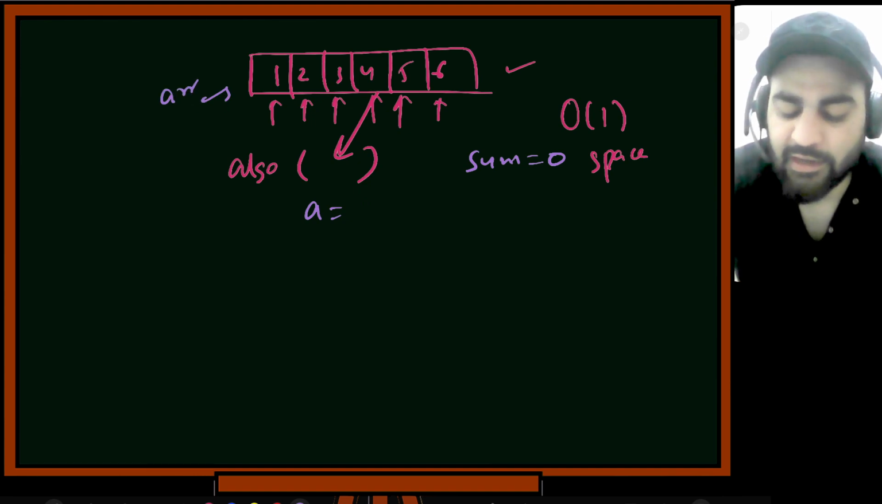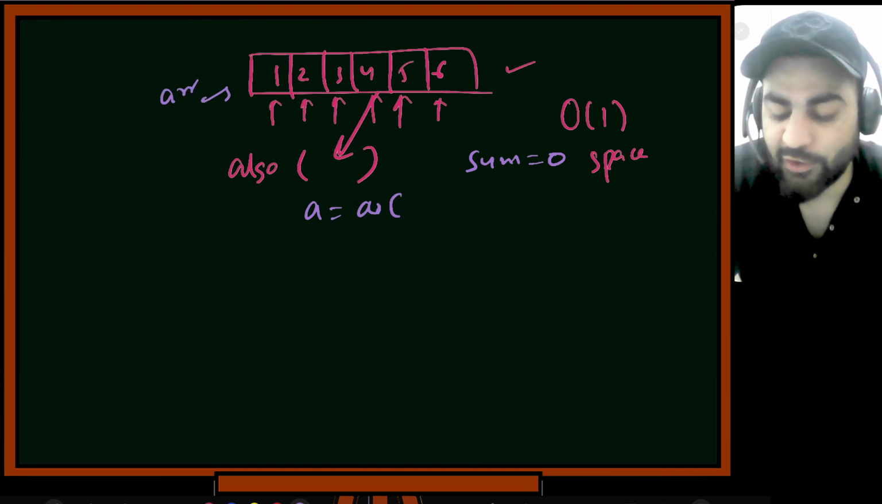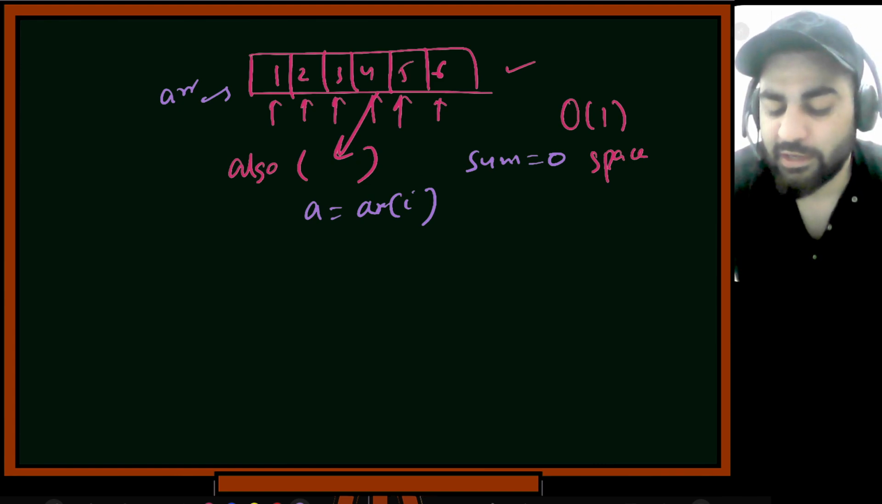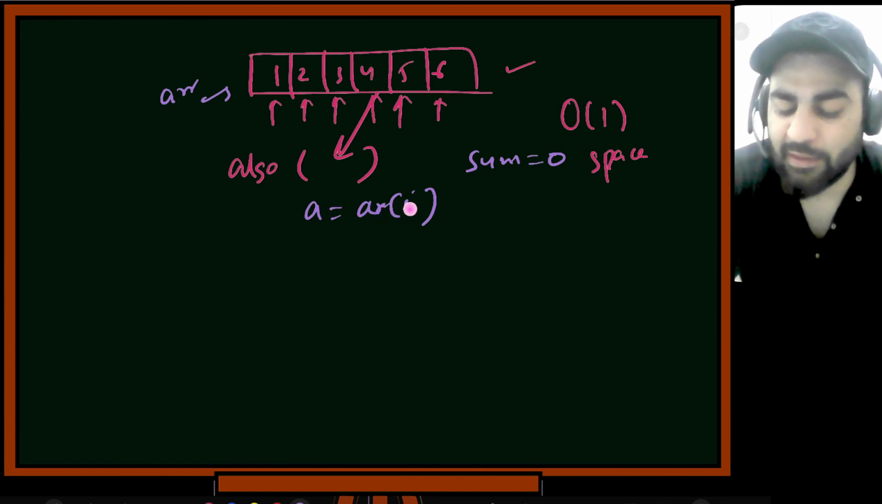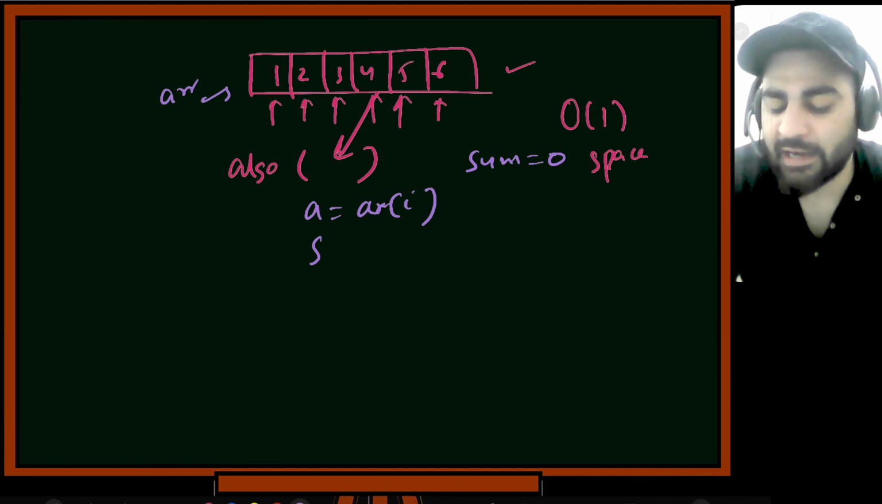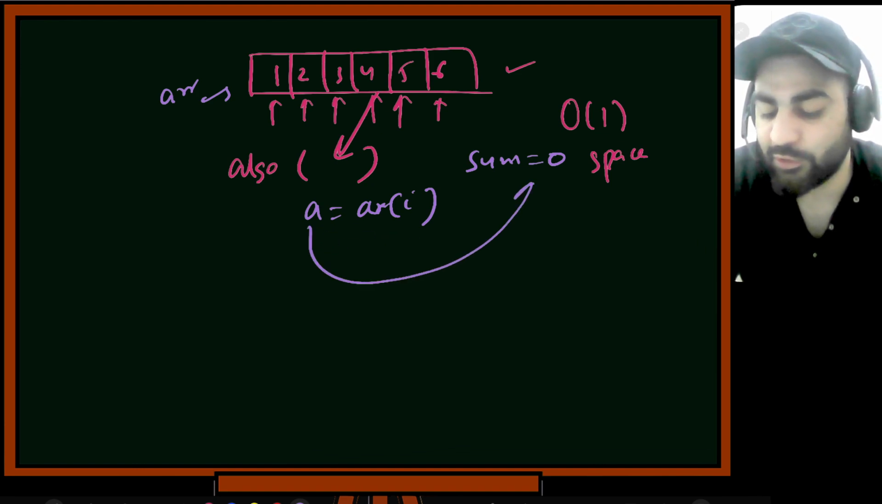So this is our array. First it will read this array of I. It will run a loop along this. So then what will it do? It will store this element, array of I, into a, and then it will say sum plus equal to a. So just add this a into the sum.